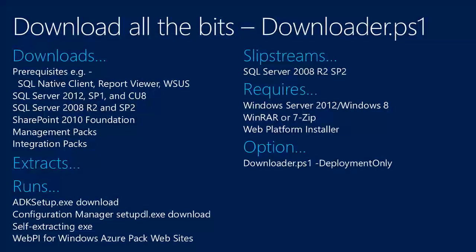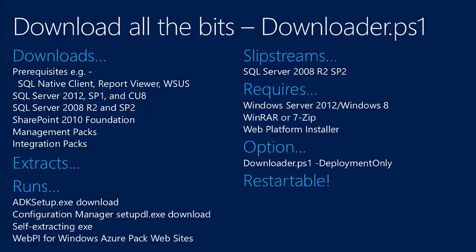There's one option on the downloader, which is -DeploymentOnly. By default, it downloads everything that PDT knows about. So everything for SP1, everything for R2, everything for Azure Pack, everything for websites. If you specify -DeploymentOnly, it will download only the things it needs for the deployment you have defined in your variable XML. And it is restartable.